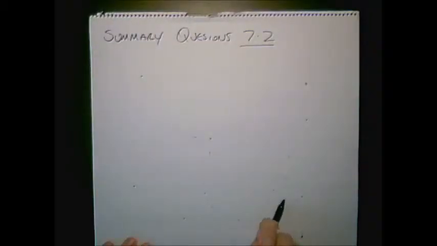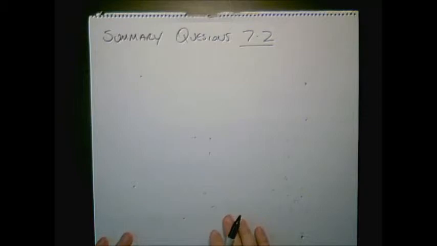Okay, we're now going to work on summary questions of 7.2. Question 1. An object of weight 6.2 newtons is acted on by a horizontal force of 3.8 newtons. Calculate the resultant of these two forces for part A, and part B, determine the magnitude and direction of a third force acting on the object for it to be in equilibrium.